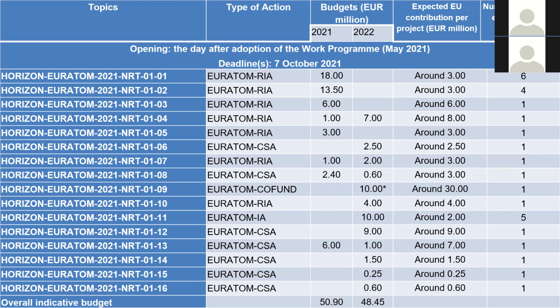Regarding the overall budget being spent in 2021, we have about 50.9 million for the entire topic area. And coming from 2022, we will see 48.45 million euros, of course, addressing fission research.